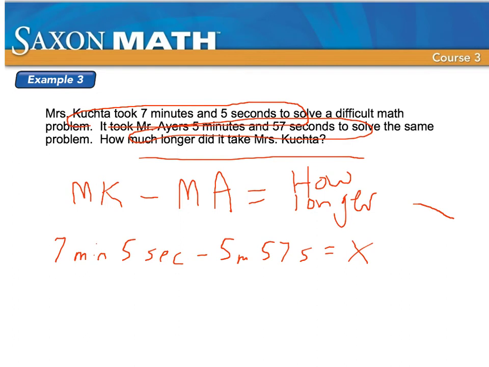Now there's two different ways that we can solve this. Some of us can solve this just by subtracting the two numbers pretty easily. If we've got good number sense, we know things about minutes and seconds. So let's set this up as a subtraction problem.